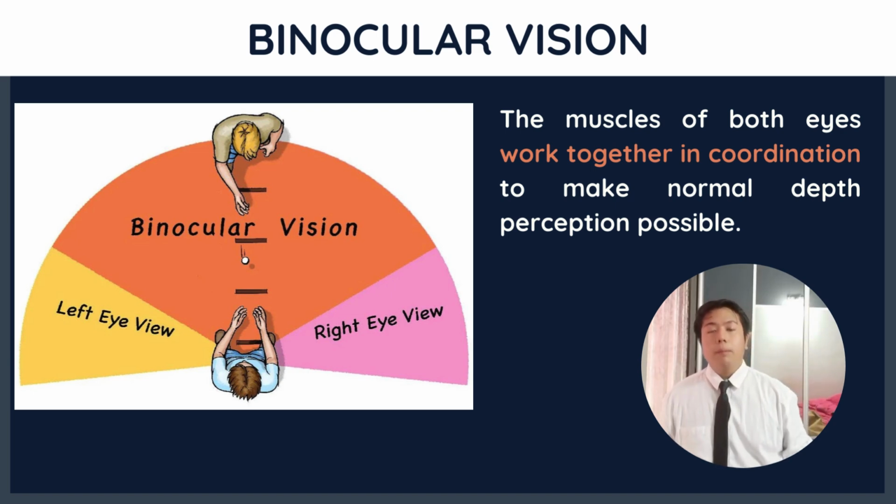Binocular vision. Binocular vision occurs when the muscles of both eyes work together in coordination to make normal depth perception possible. What is actually depth perception? Depth perception is the ability to see things in 3 dimensions.